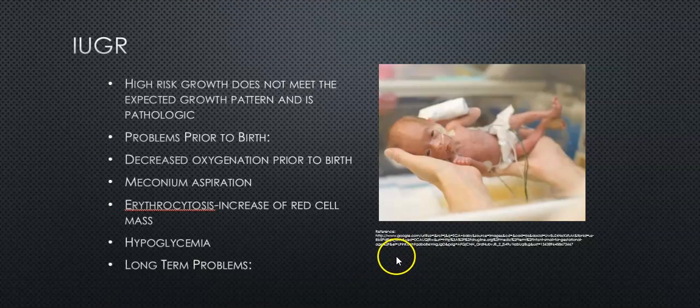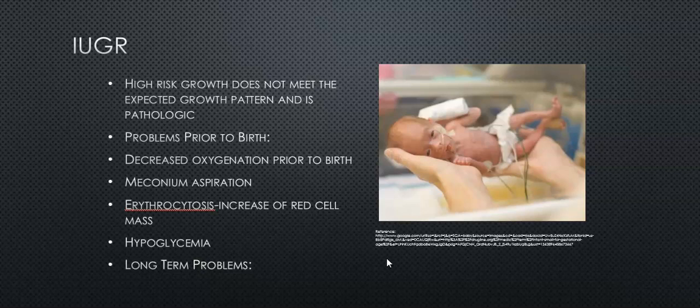I talked about SGA and IUGR a couple of slides ago, but when I'm speaking specifically to IUGR, this baby is not meeting the growth patterns that are normally expected. This can be before birth, and this can be a pathologic problem. A lot of times it's problems prior to birth, such as decreased oxygenated blood flow to this fetus before the baby's born.